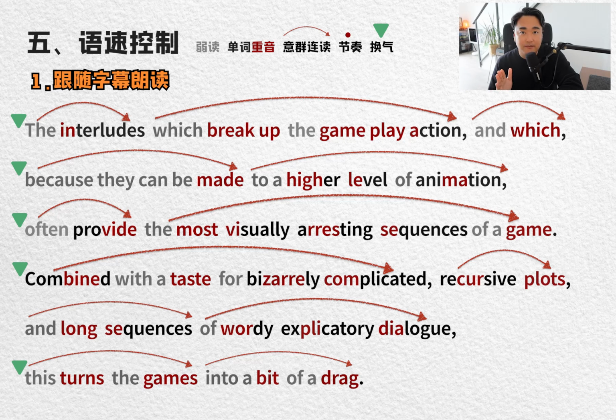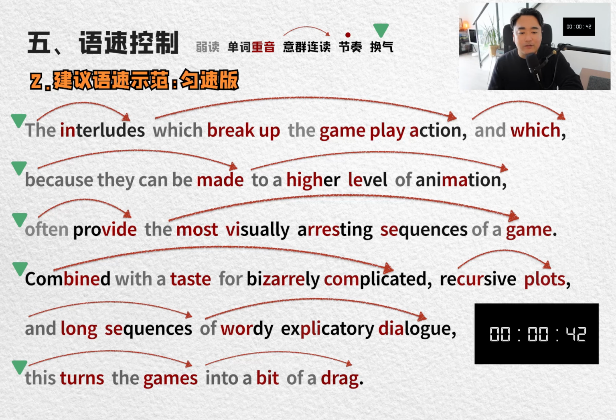先看再说，不是边看边说。最后一个我来示范，大家观察我的秒数和呼吸的位置，尽可能靠近。Ready, go. The interludes which break up the gameplay action and which, because they can be made to a higher level of animation, often provide the most visually arresting sequences of a game. Combined with a taste for bizarrely complicated recursive plots and long sequences of wordy explicatory dialogue, this turns the game into a bit of a drag.